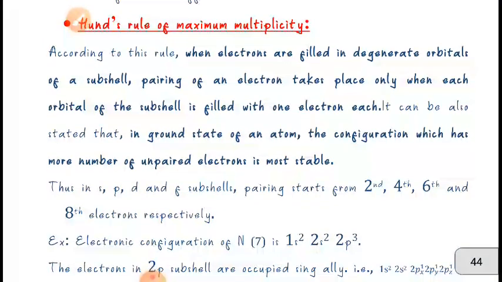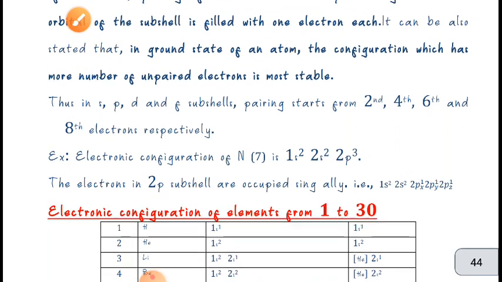Now next is Hund's rule, Hund's rule of maximum multiplicity. What does it say? It says that while filling electrons in any subshell, pairing of electrons will not occur until and unless all the orbitals are half filled. Means what? I will give you one example, which is given here.